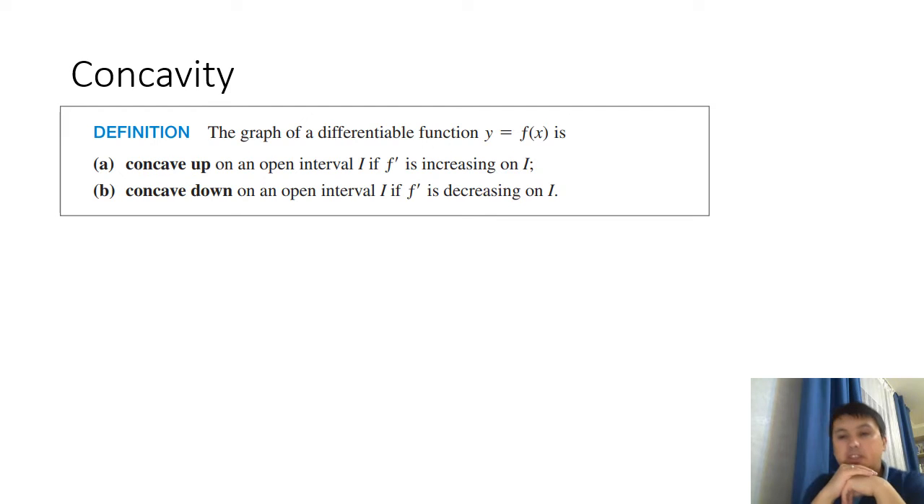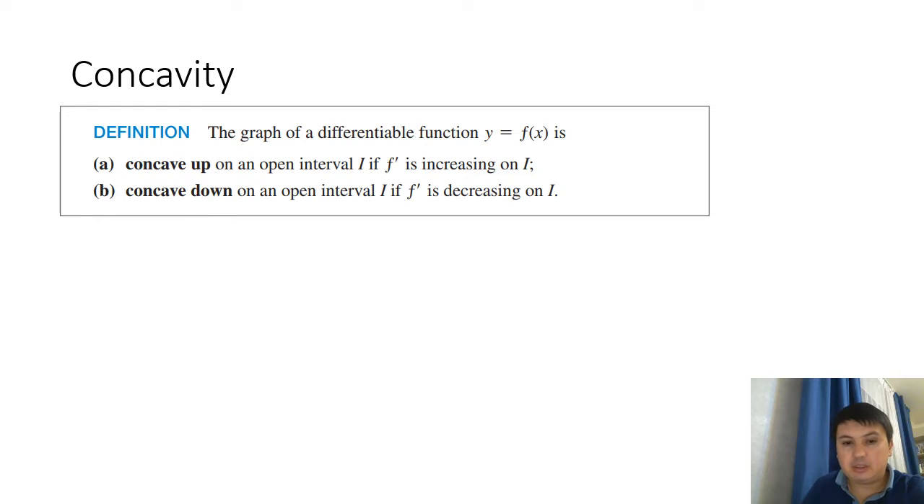Okay, so what does it mean for a function to be concave on an interval? Here's the definition from the book. We say that a function is concave up on an open interval if its derivative is increasing, not the function itself, the derivative is increasing. And it's called concave down on an interval if its derivative is decreasing.